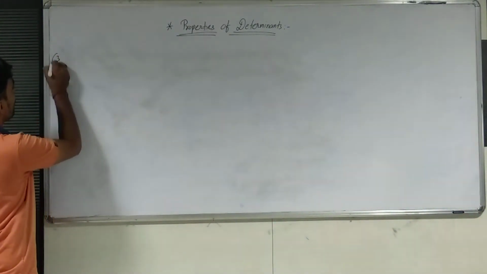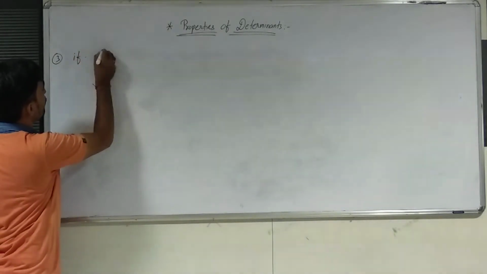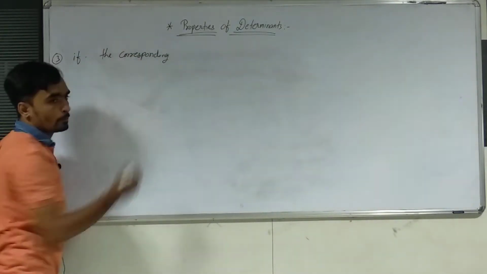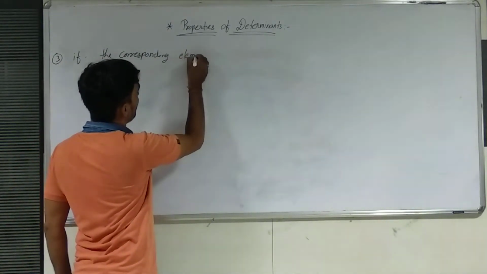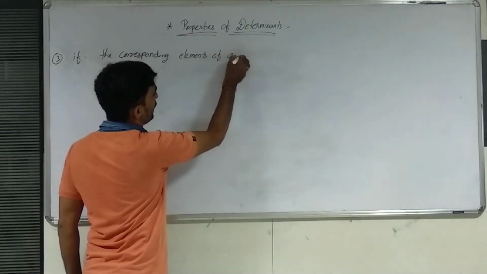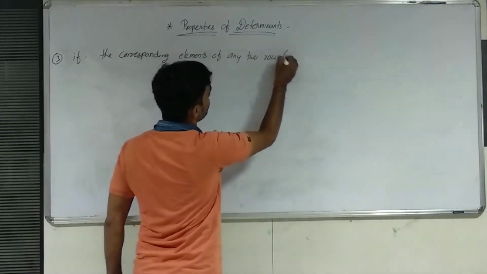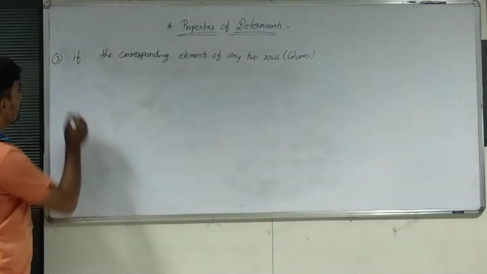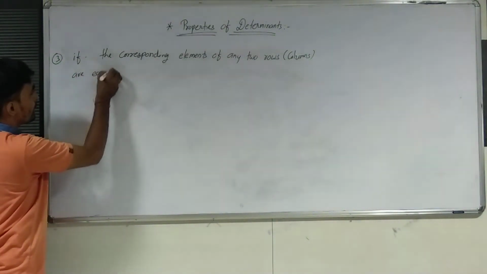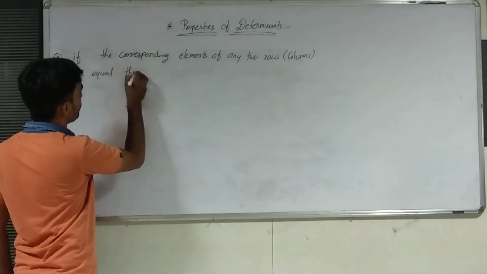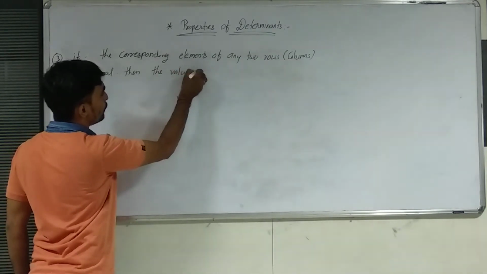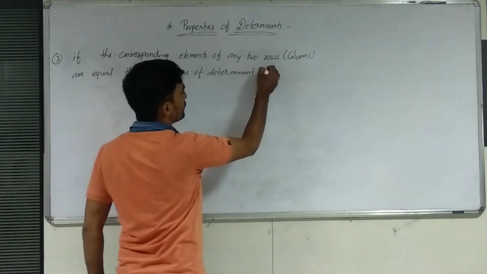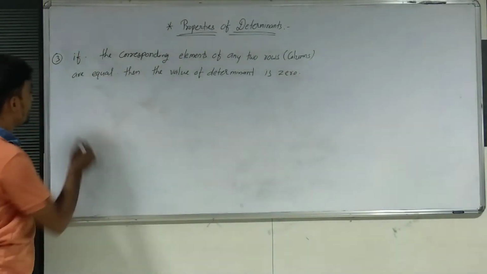What is it? If the corresponding elements of any two rows, or you can say columns, are equal, then the value of the determinant is 0.